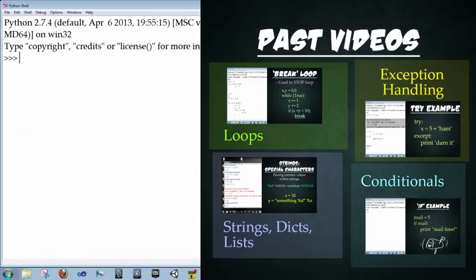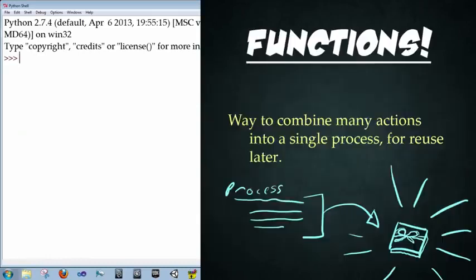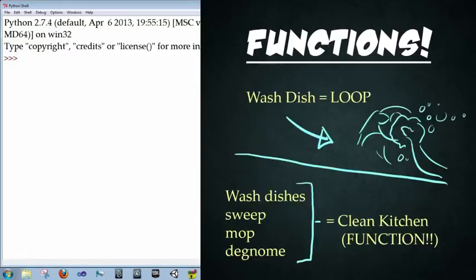Alright, so functions. What are they? Functions are a way to combine many actions into a single process. So it's ideal for situations where you're going to be using it over and over and over again. In the last video I referred to loops as a way of repeating a certain action over and over, like washing dishes. Functions would be a collection of actions, such as cleaning a kitchen. That includes doing dishes, sweeping, mopping, denomming under the sink, whatever it may be. And that's a Harry Potter reference for any of you who got it.